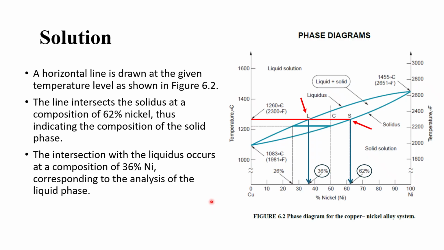That's the solution we have for this question, 36 and 62. That's the percentage of nickel in the liquid and in the solid at the temperature of 1260 degrees.